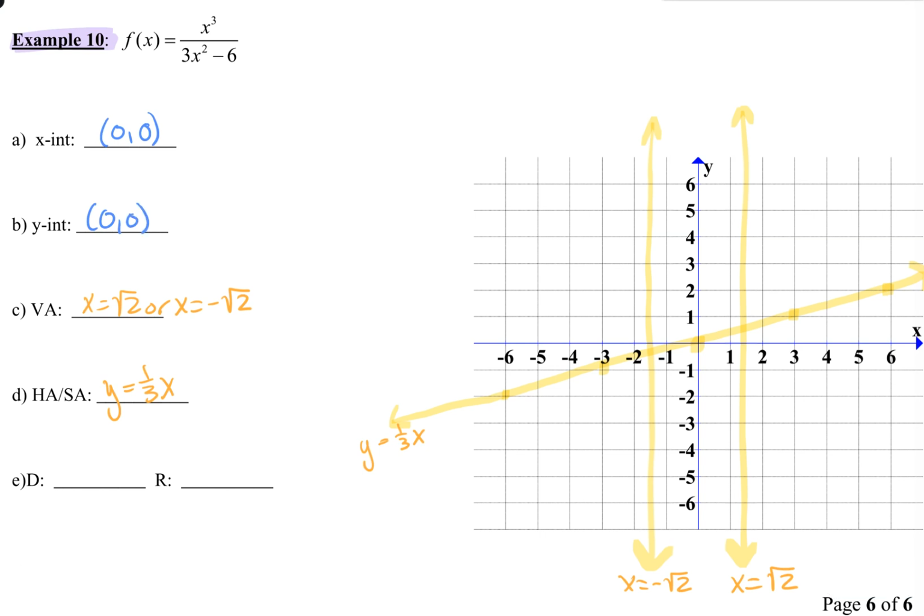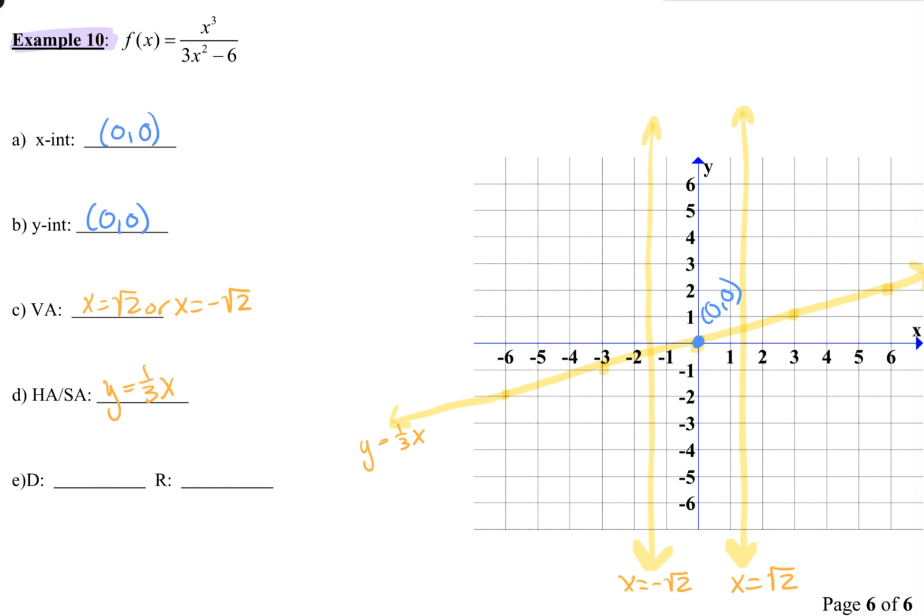All right, so we have a point here at (0, 0). Notice that that is going to cross this slant asymptote. And it's okay to cross a slant or a horizontal asymptote, but it's not okay to cross a vertical asymptote. Okay, so it's okay to cross a slant or a horizontal, but it's not okay to cross a vertical.